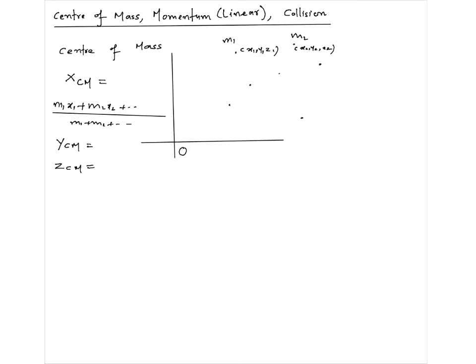Right, so this definition is fine when you have discrete particles, M1, M2, M3, discrete. But when you are talking of smooth three-dimensional objects, then this is not really comfortable. In a smooth continuous object, where will you find M1, M2 and M3 and so on? So we will talk about that case later.